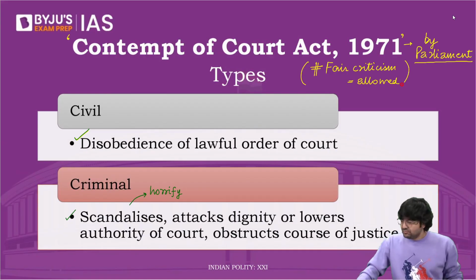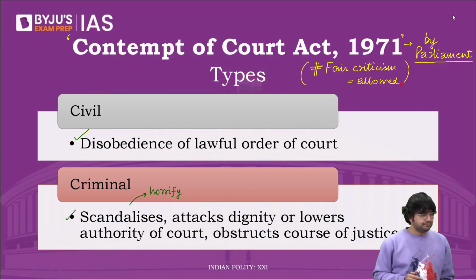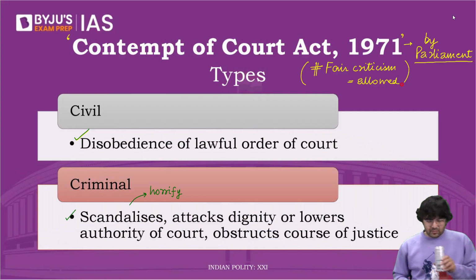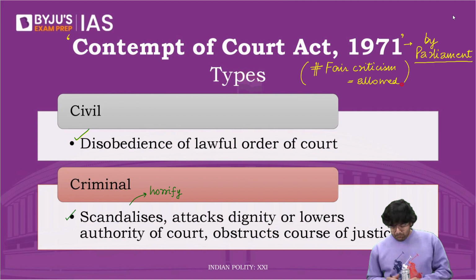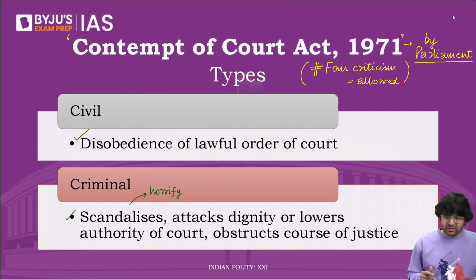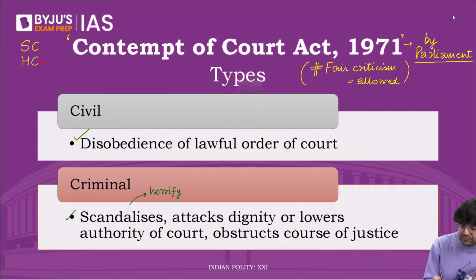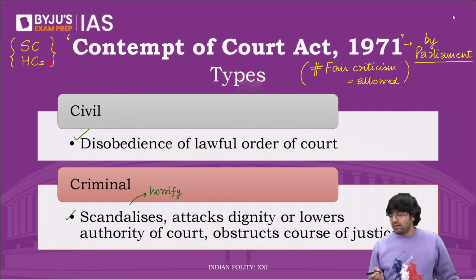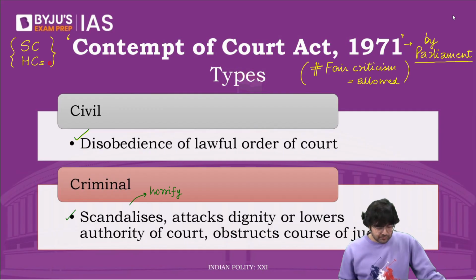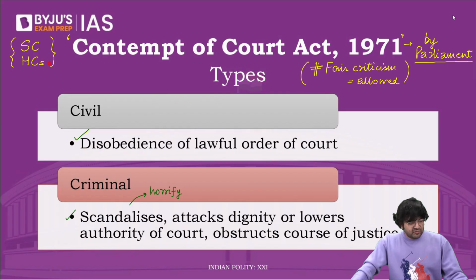Okay? So this is the Contempt of Court Act 1971. Please tell me which two courts have the power of contempt. Tell me. Which two courts? Supreme Court, High Courts. And tribunals like CAT can also punish for contempt. I think we know this information also. So this is with respect to contempt of court.